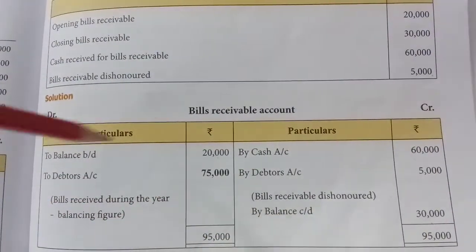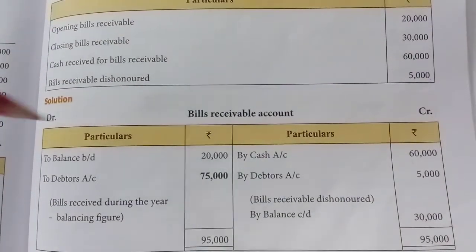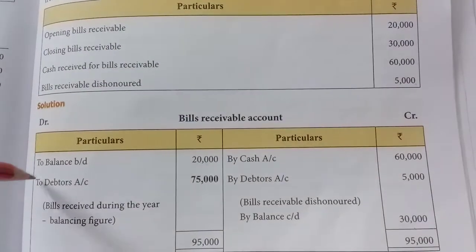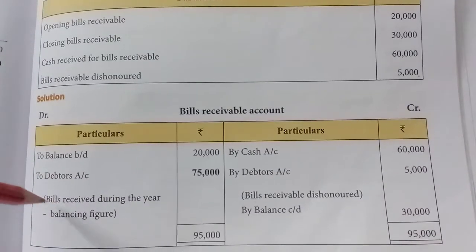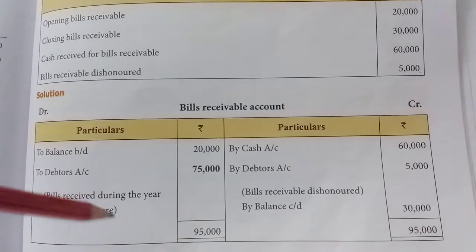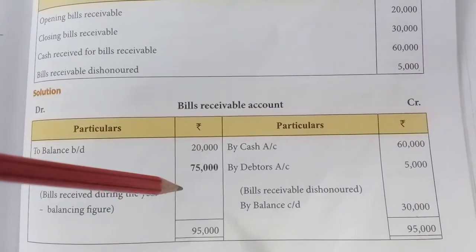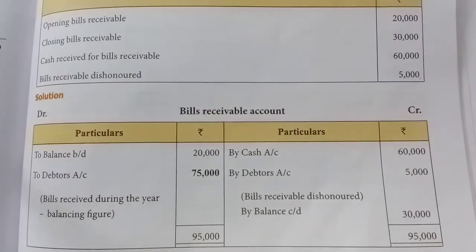So what is the difference amount? The difference amount is only bills received from debtors. So bills receivable account debtor to debtors. You have to write to debtors, and within brackets write bills received during the year, and in another bracket, balancing figure. That is 75,000. Now you have understood this bills receivable account and total debtors account.